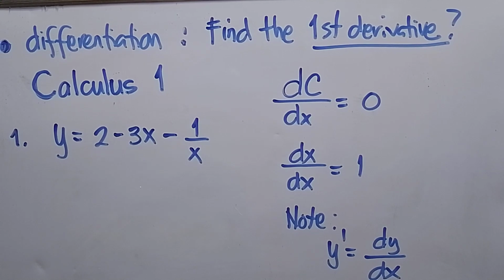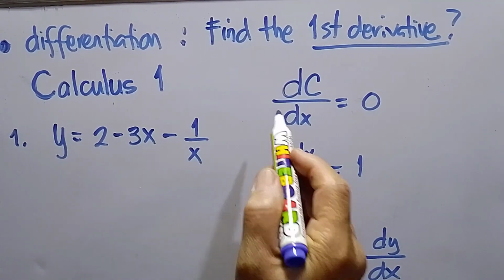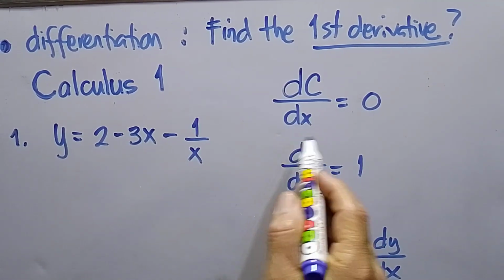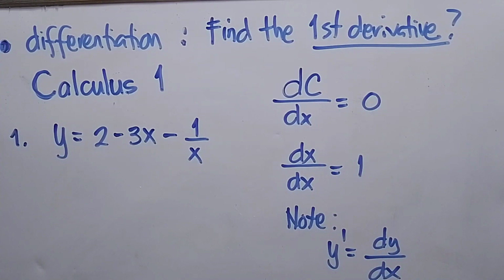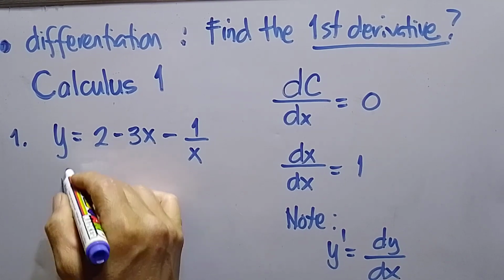So number 1, y is equal to 2 minus 3x minus 1 over x. The question is, find the first derivative. Take note, the derivative of a constant with respect to x is equal to 0. dx over dx equals 1. Note that y prime is equal to dy dx. So in this case, this will be y prime.